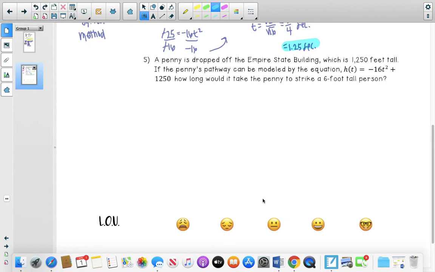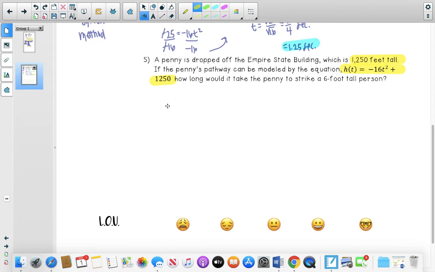Third and final video, okay? We have a penny being dropped off of the Empire State Building, which is 1,250 feet tall. It's saying it can be modeled by the equation h of t equals negative 16t squared plus 1,250.